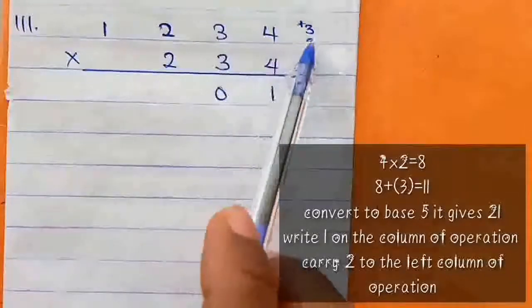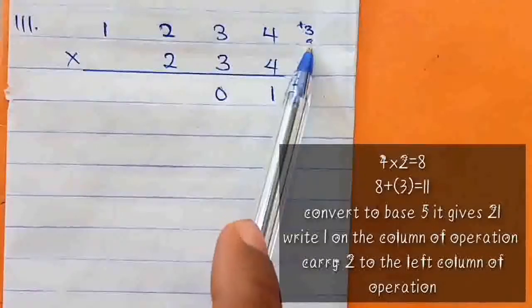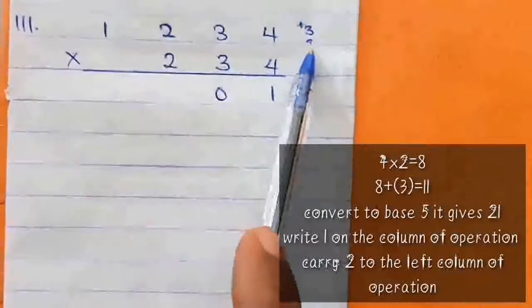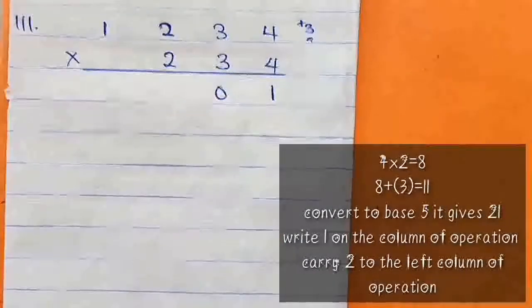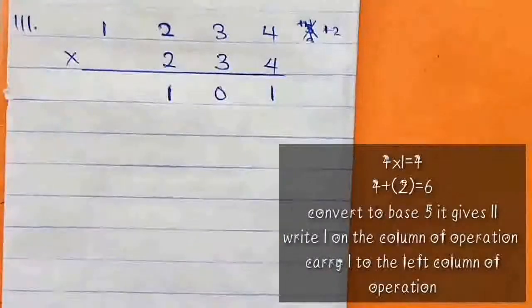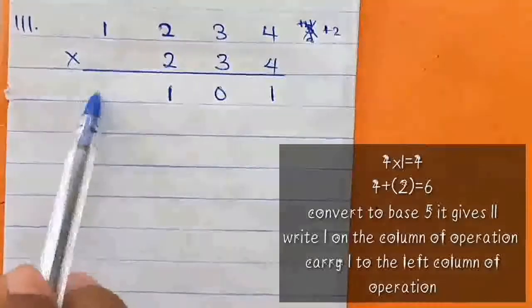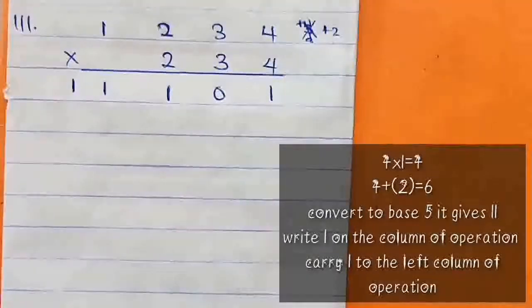4 times 2 will give us 8. Plus this 3 again will give us 11. Converting 11 to base 5, we will have 2, 1. We write 1 here, carry 2. 4 times 1 will give us 4, plus this 2 here will give us 6. 6 converted to base 5 will give us 1, 1. Therefore, we write 1 here, another 1 here.